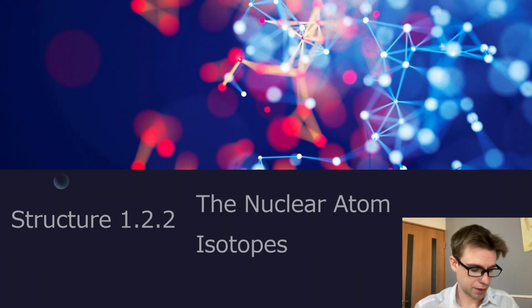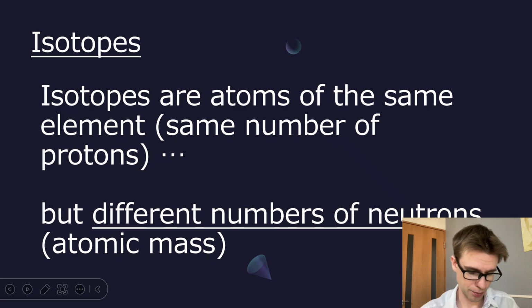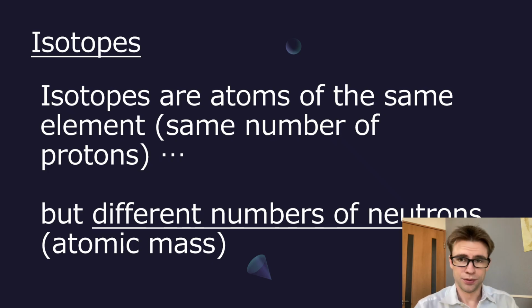So this is 1.2.2 in the IB chemistry curriculum, isotopes. So first let's define this. Isotopes are atoms of the same element. So they have the same number of protons as each other, two isotopes, but different numbers of neutrons and therefore different atomic mass.